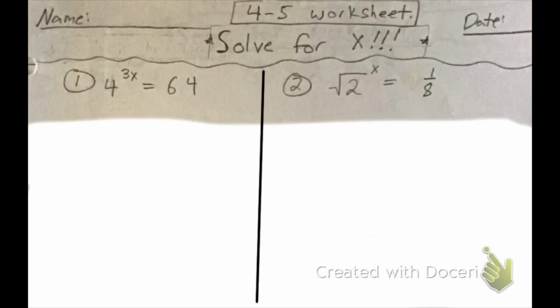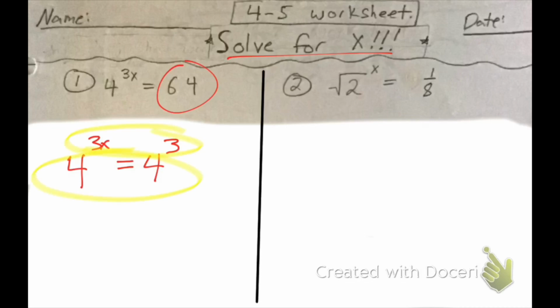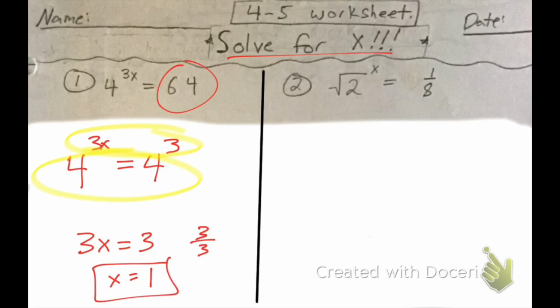Alright, so number one, let's solve. All of these we're going to be solving for x. So I have 4 raised to the 3x is equal to 64. What does x have to equal? Well, how do I write 64 as a power of 4? If I cube 4, I get 64. My bases are the same. That means my exponents must also be equal, so I can write 3x equals 3. Divide by 3, so 3 over 3 gives me 1.